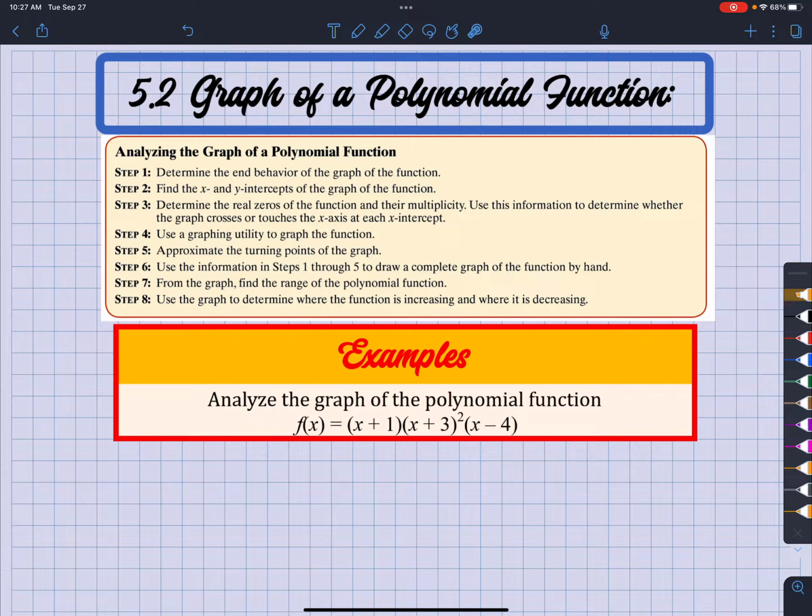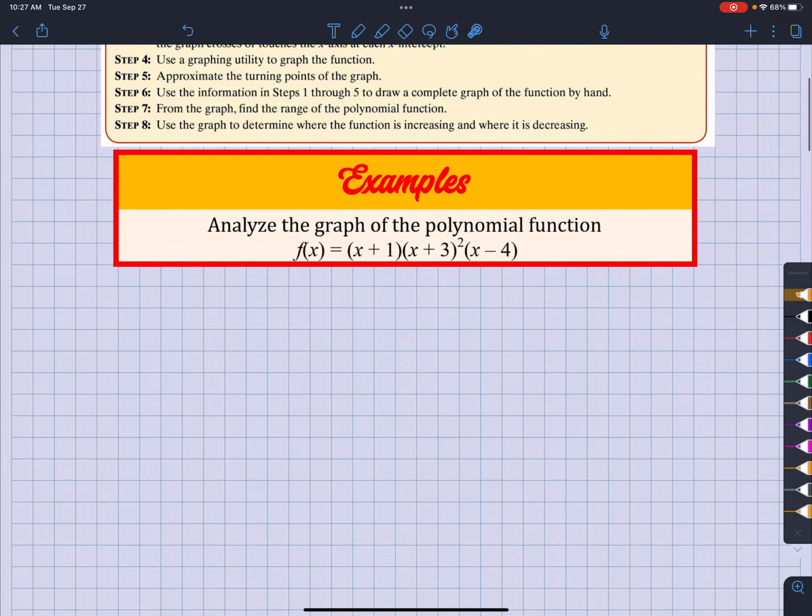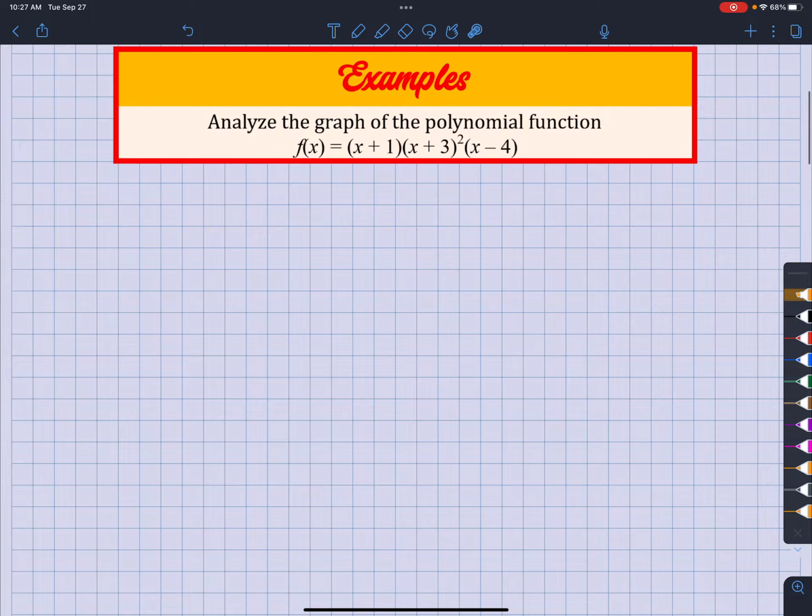All right, so we're talking about graphs of polynomial functions. You're welcome to read all of this in terms of steps, but I'm going to go ahead and show you right off the bat with an example. Let's say we're given this polynomial function. Question is, how can we graph this? Well, right off the bat, I can see what the roots or the zeros are and also their multiplicity.